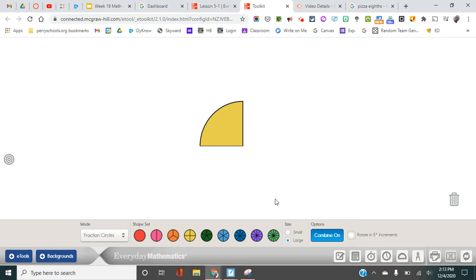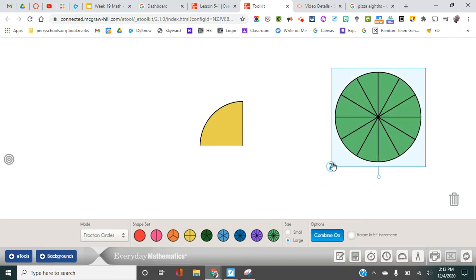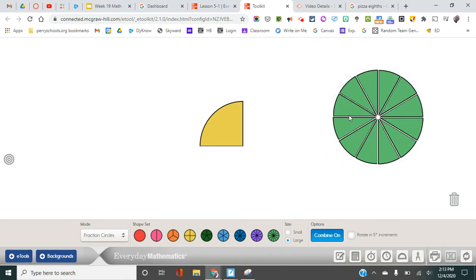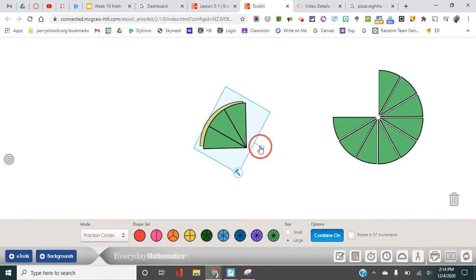All right, it's green. And how do I know that? Let's get them out, right? And remember, you have access to this on your computer, and you also cut out all of the fraction circles from the back of your first math journal. So 1, 2, 3. So 3 covers the whole thing if I turn it right.